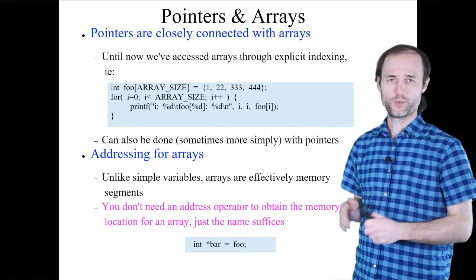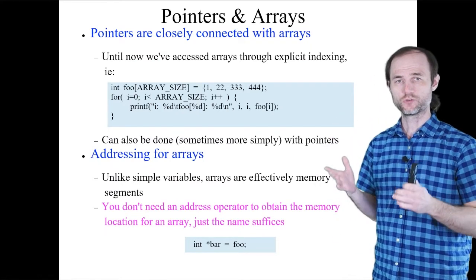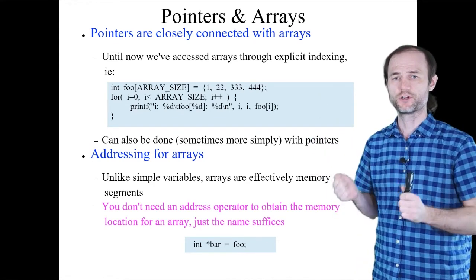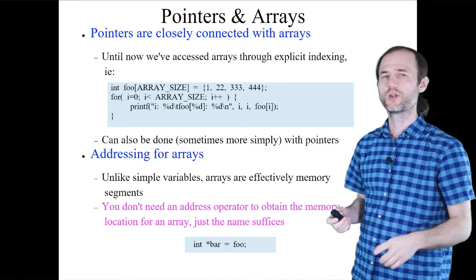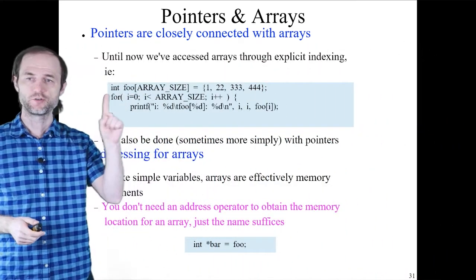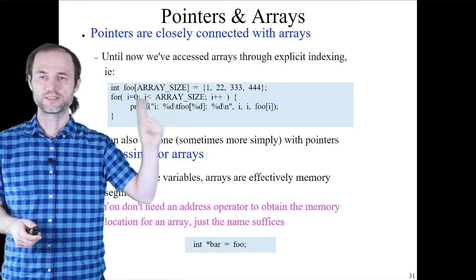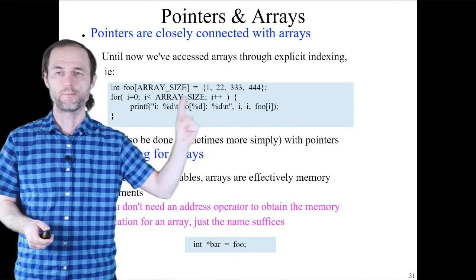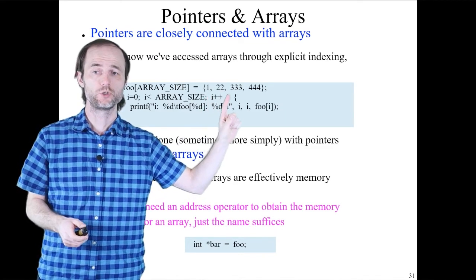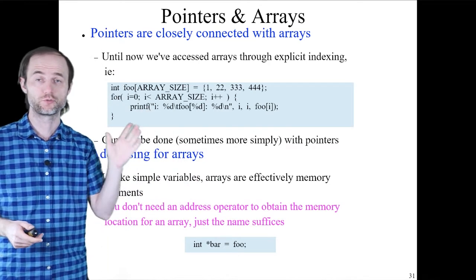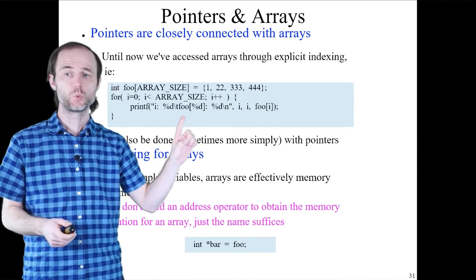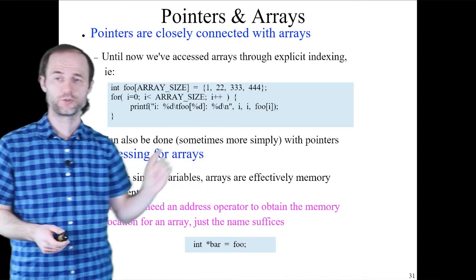Let's talk more about pointers and arrays. That is really, really cool, right? Arrays and pointers, it turns out that they are more of the same. They're very, very similar. We have been accessing arrays through indexing so far. So for instance, if we define an array foo of an array size, that is a constant, and we will assign the values of 1, 22, 333, and 444 to its 4 elements, then we can loop over all those elements and we can print out their values.